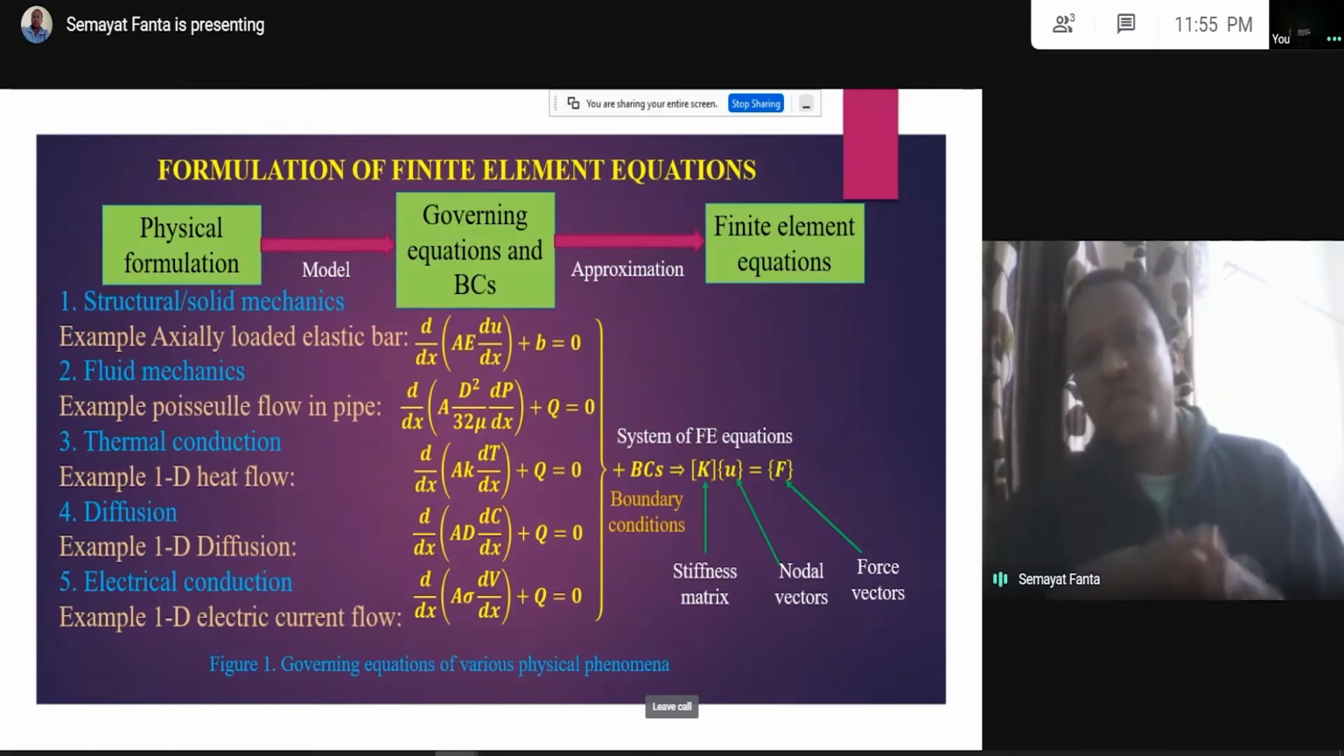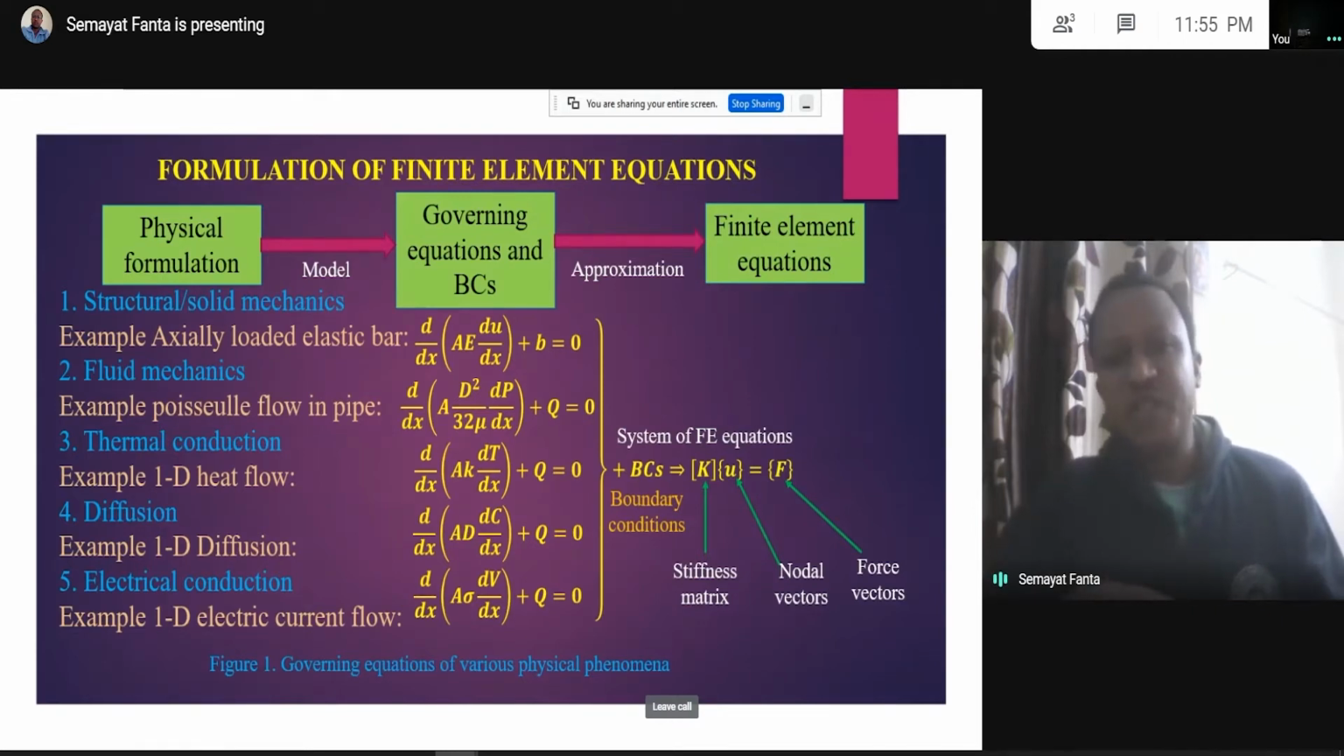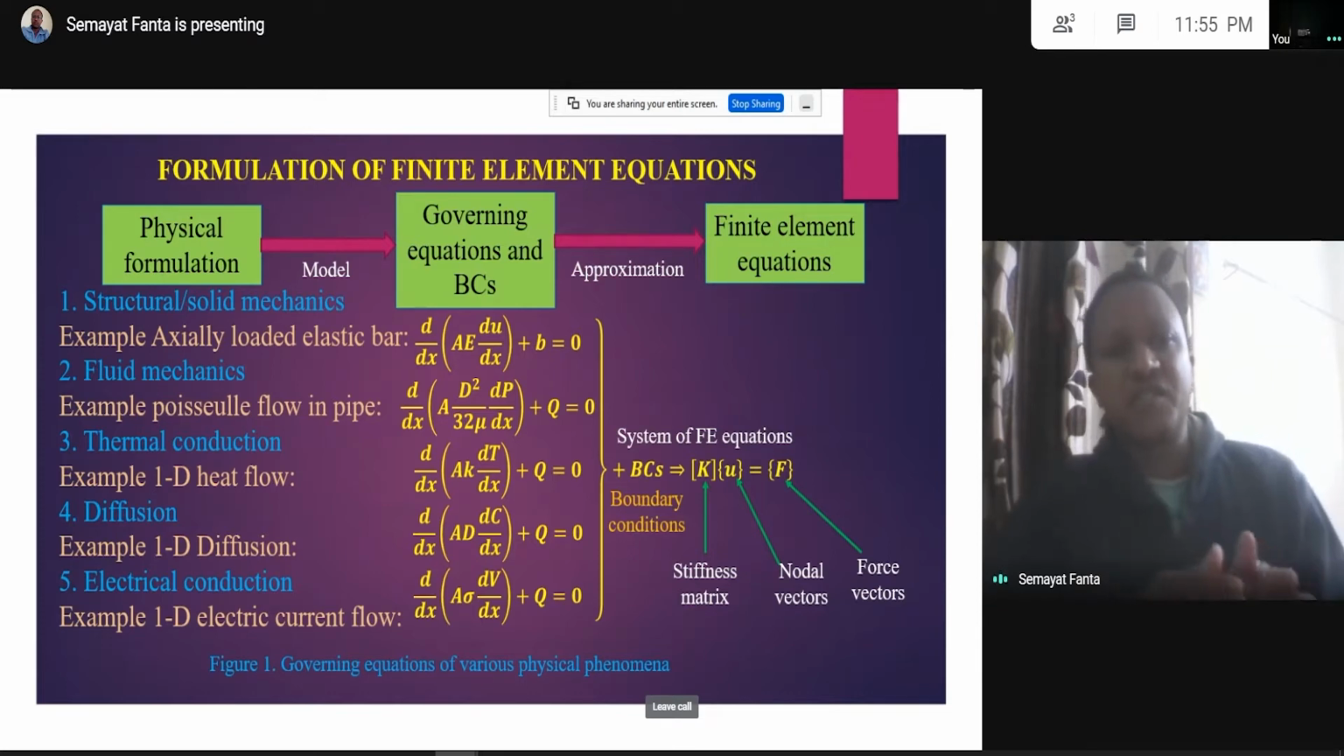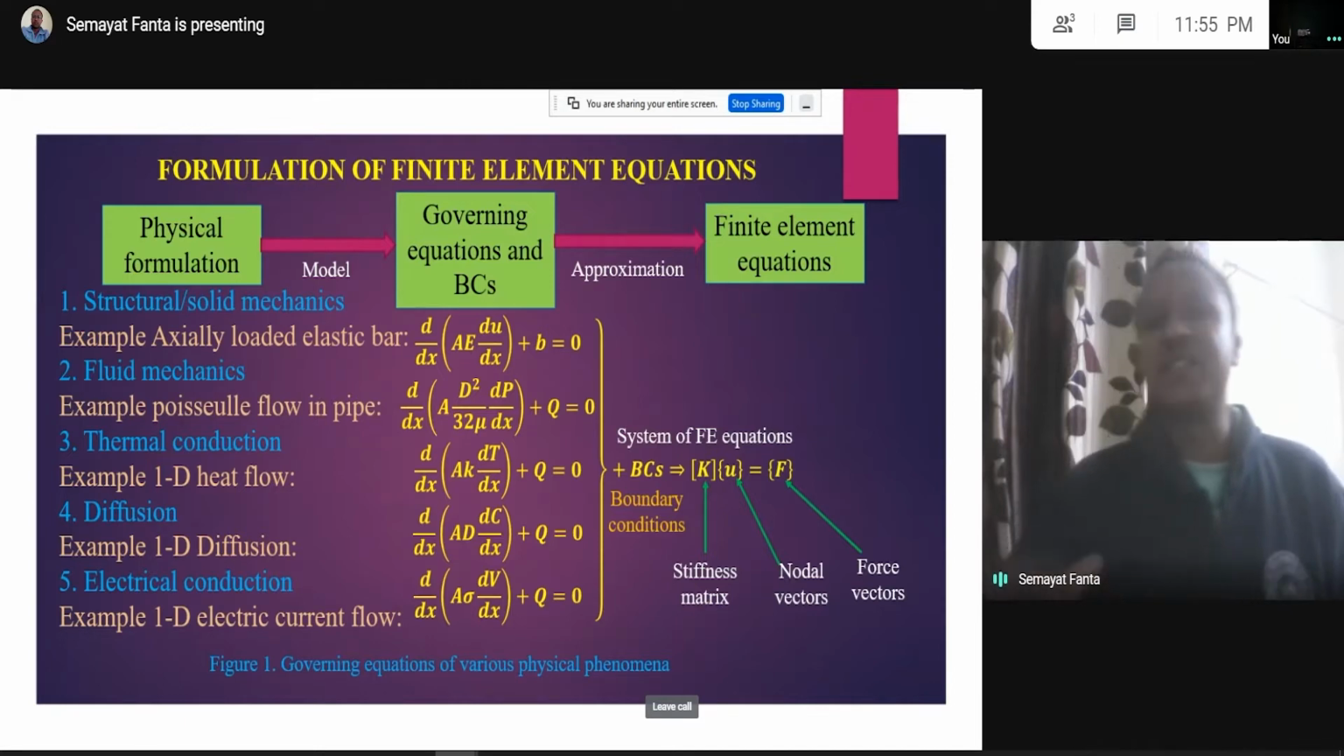Okay, so the most important steps which we use in finite element formulation are, the first thing is the physical formulation. And the second one is governing equations and usage of boundary conditions, and then the finite element equation. So these are the three important steps in the formulation of the finite element equation.